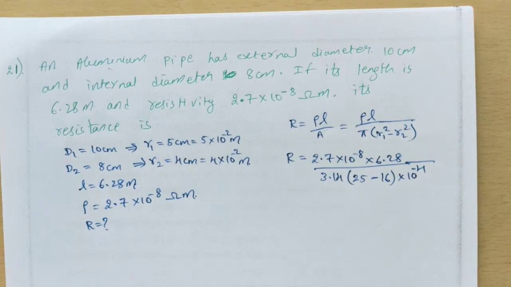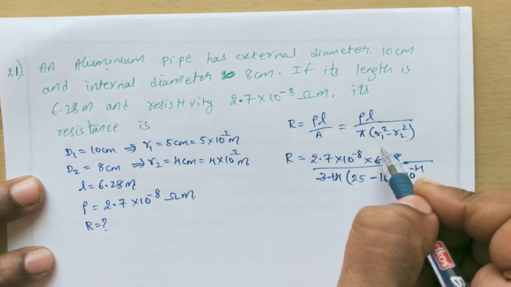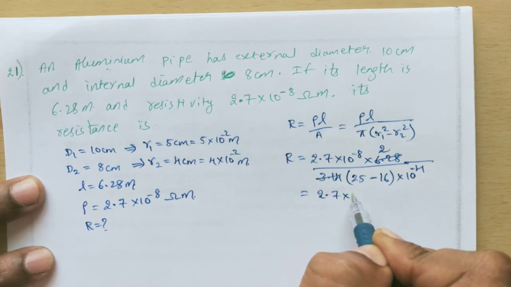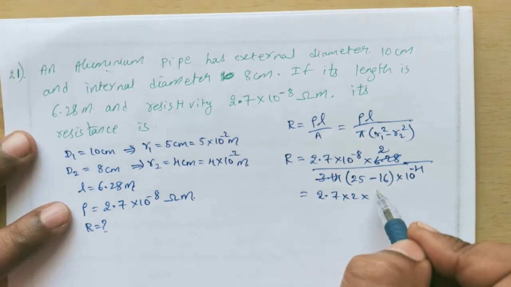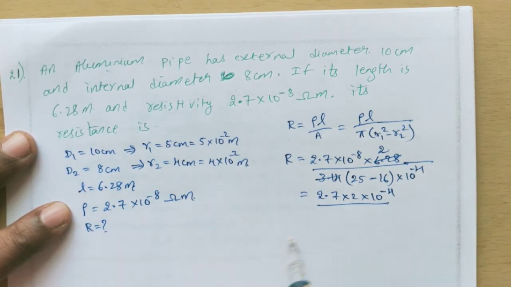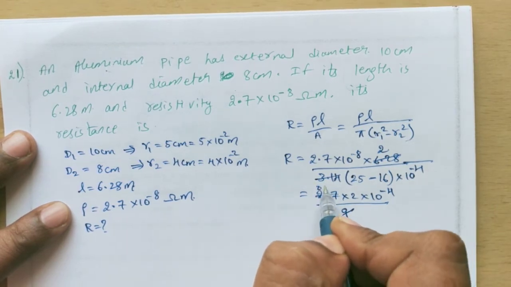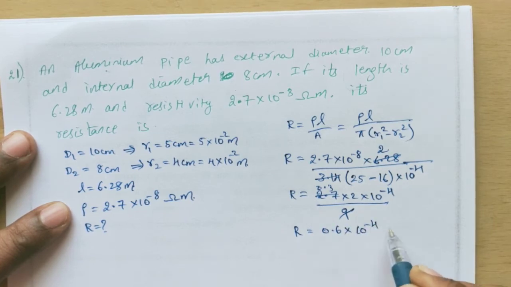So students, now observe carefully, this 3.14 here is cancelling in how many ways? 2 times cancel here. So now the numerator is 2.7 into 2, into 10 power minus 8 and 10 power minus 4. By cancellation we are getting 10 power minus 4, whole divided by 25 minus 16, that is we are getting 9. So 9 here totally cancelled 0.3 times. So R value is equal to 0.6 into 10 power minus 4 ohms, nothing but we can represent this as 6 into 10 power minus 5 ohms.